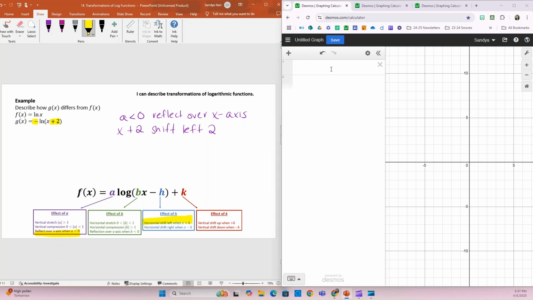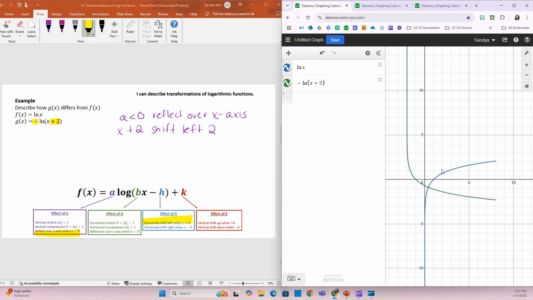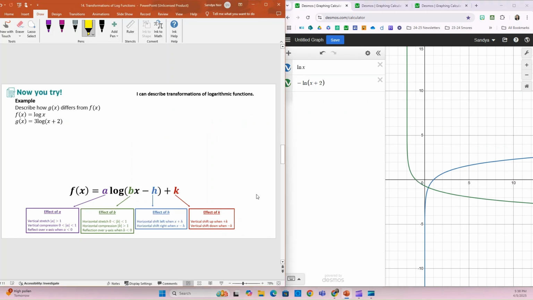Let's go ahead and go to Desmos and make sure that our description does match what's happening with the graph. So we have negative natural log of x plus 2. And you can see that, in fact, this graph is reflected from the parent function, and it's also shifted to the left 2 units. So now you can go ahead and pause the video and try describing this transformation on your own.